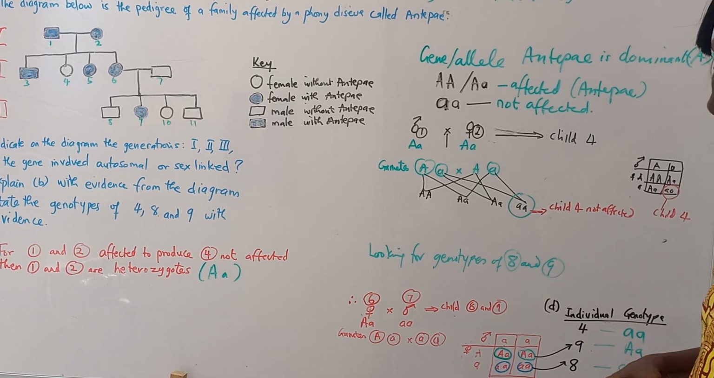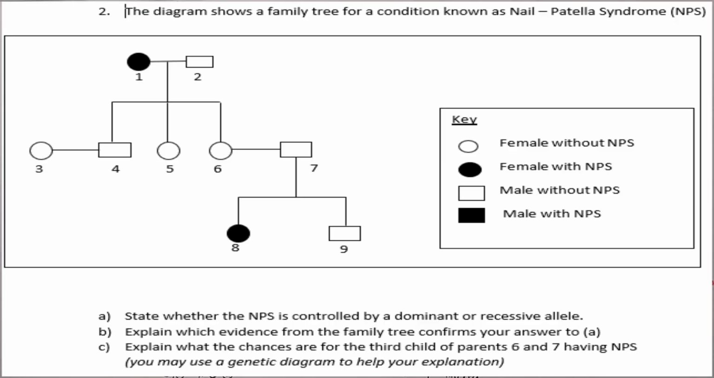We finish with D. In our second question, the diagram shows a family tree for a condition known as Nail-Patella syndrome, NPS. The family tree is there, and the key is also given. Question A says, state whether NPS is controlled by a dominant or recessive allele. B, explain which evidence from the family tree confirms your answer to A. C, explain what the chances are for a third child of parents 6 and 7 having NPS. You may use genetic diagrams to help your explanation.